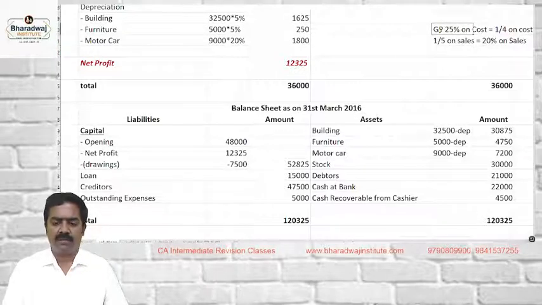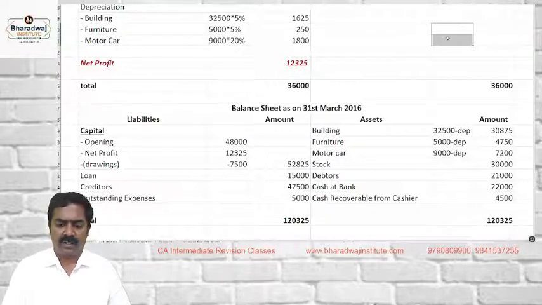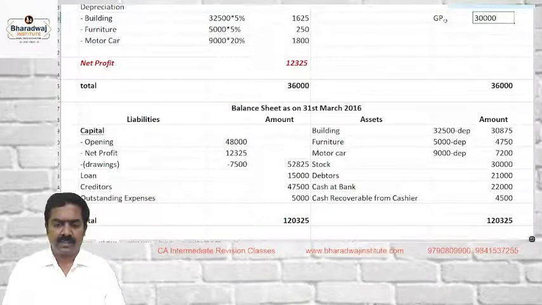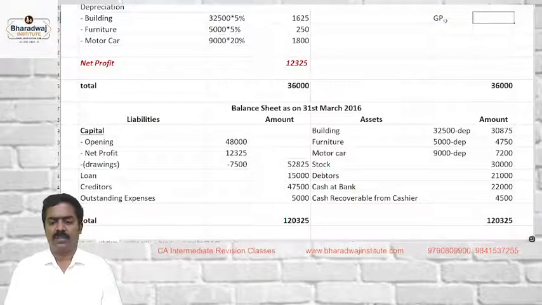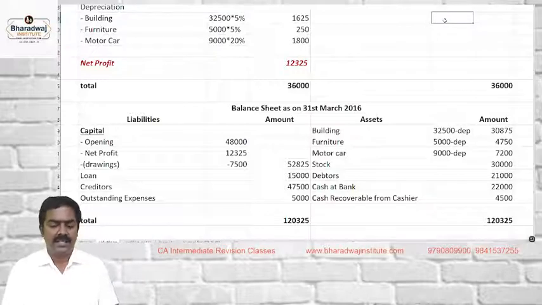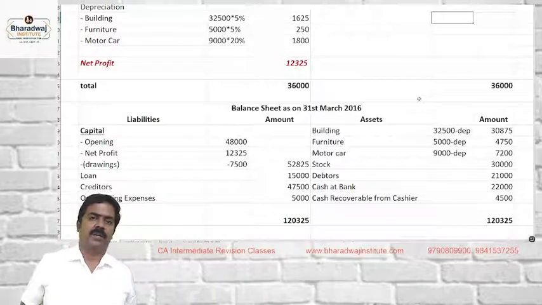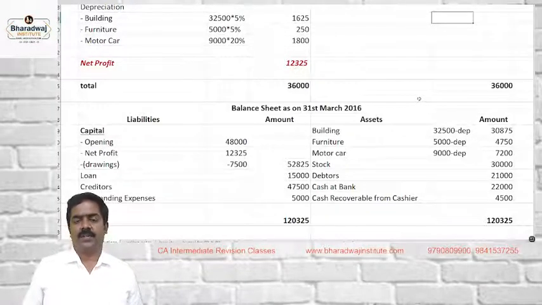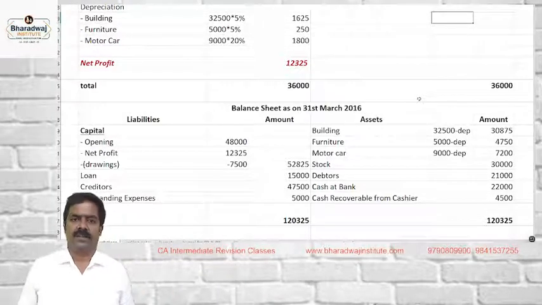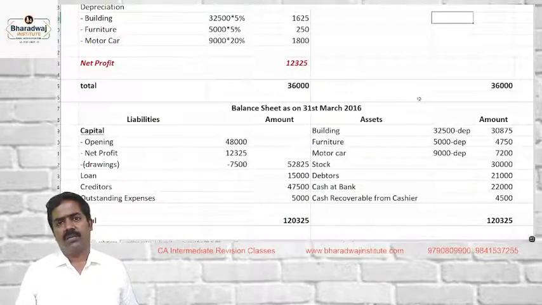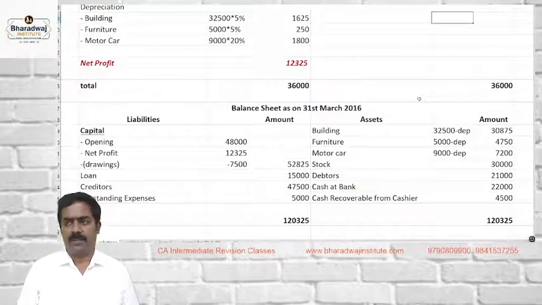Using this, we found out, if GP is 30,000, sales is how much. If GP is 30,000 divided by 20%, sales will be 1,50,000. That is for the last year. Current year, 1,50,000 plus 20%.